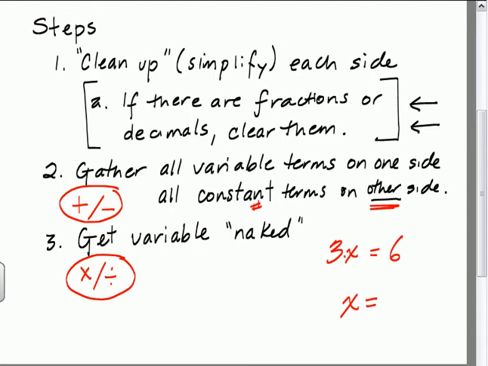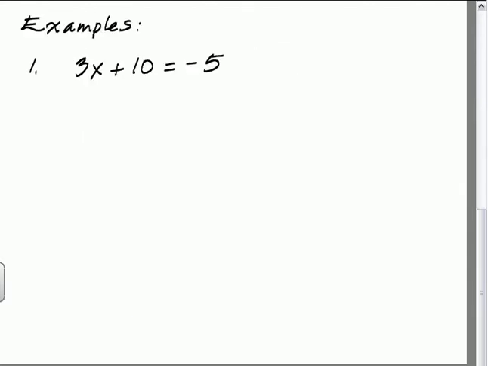Okay, I'm anxious to do some examples here. Let's do two examples. The first one, 3x plus 10 equals a negative 5. So we want to find, by solving this equation, the one unique x, what number x should equal, so that when you plug it in for x in the original equation, you get a true statement. Okay, so let's take a look at this.